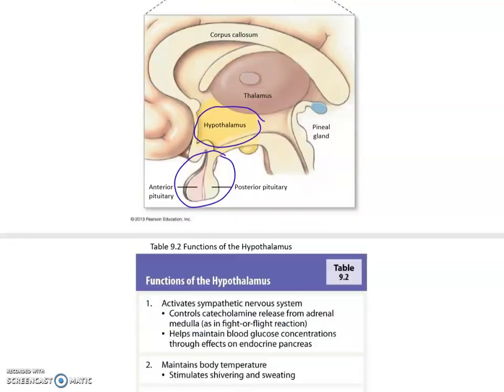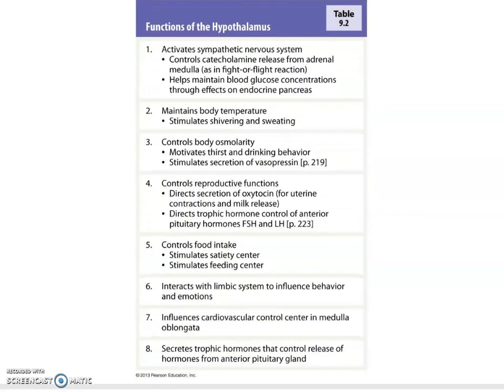Let's take a look at some of the functions of the hypothalamus. You can read through that. I don't need to read that off to you. But the hypothalamus will be very, very important when we do the endocrine chapter, endocrine functions. And you can see the hypothalamus. This is where a lot of your drives are localized, controlling a lot of your homeostasis.